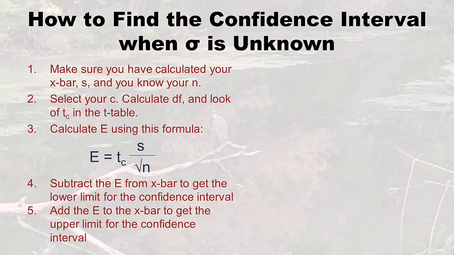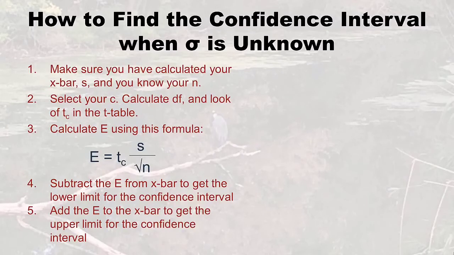Step two is you select your confidence level, C. Depending on the confidence level and also the degrees of freedom, you get that together and look up T sub C in the T table. I'll demonstrate how to do that. After you do that, you calculate your margin of error, only you have to use this formula because we don't have Z. You'll notice it looks a lot like the Z one, only instead of Z sub C, you have T sub C, and instead of population standard deviation, you have sample standard deviation, because we don't have the population standard deviation.